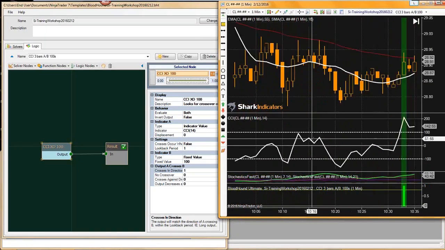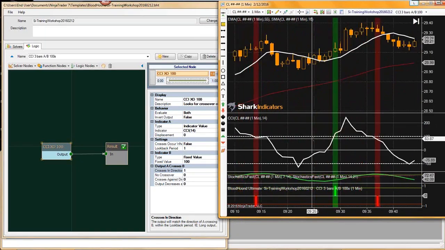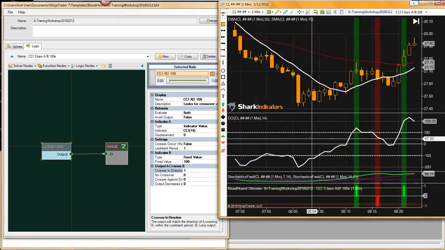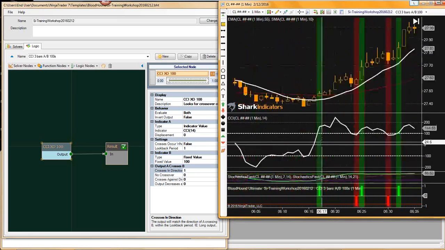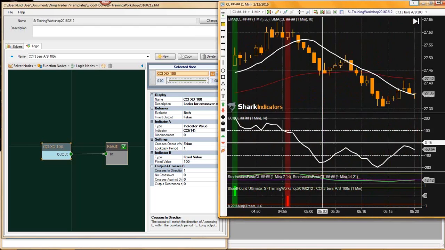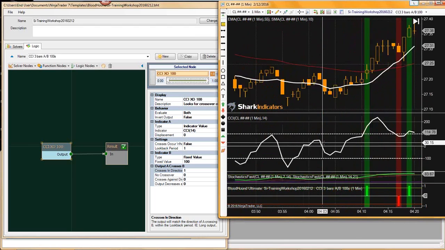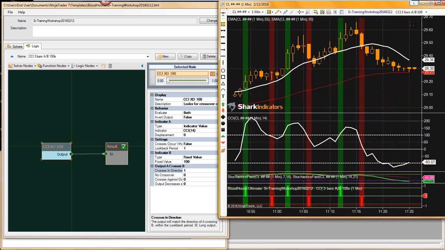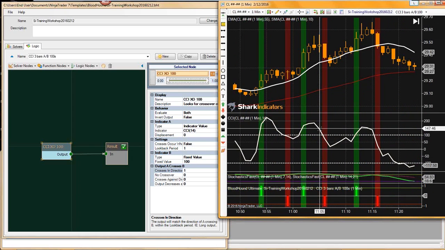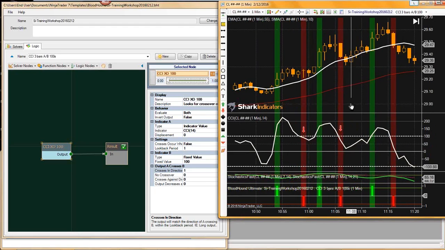So let me find where I was at. I had some arrows on the chart. Well, okay, I'll just start again. Okay, so there is a cross below 100 for a sell and another one. All right, so I'll just mark two of these here.